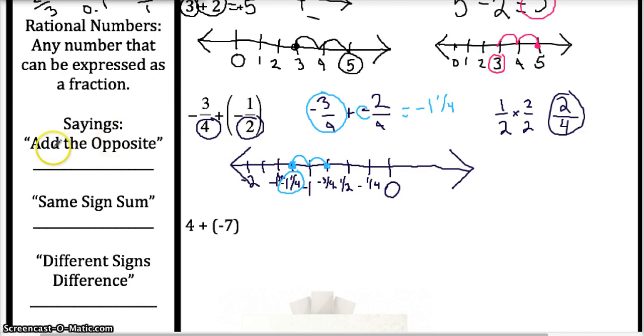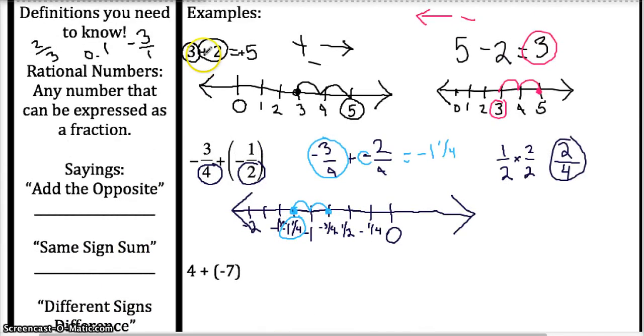So here's the first one. That's add the opposite. The second one is same sign sum. And then the last one is different signs difference. So if we go back up to this first example, 3 plus 2 is 5. Would you agree or disagree that these have the same signs? This is a +3 plus a +2. Would you agree that they have the same sign? Same sign sum. So when we have the same sign, we just take their sum, and we know that sum means addition, right? So we'd add 3 plus 2 and we get 5.